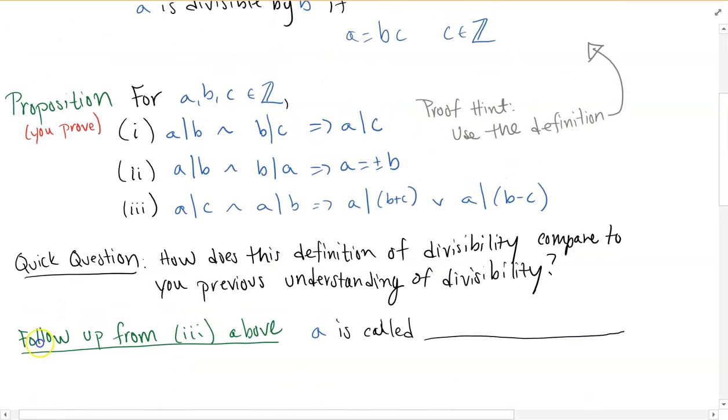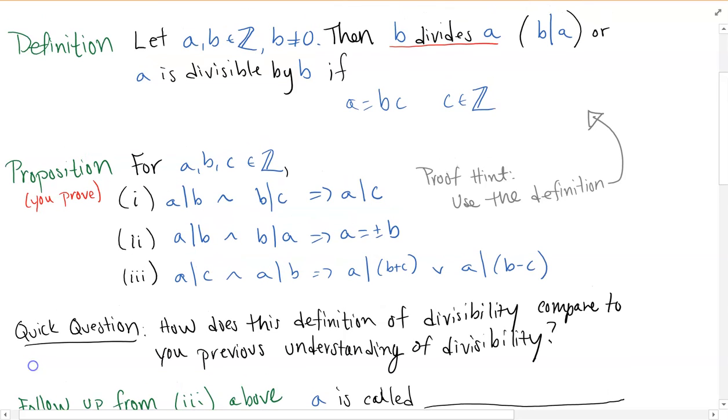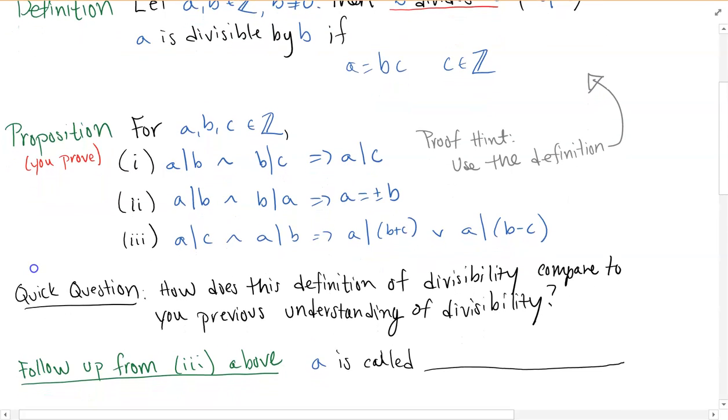Okay, and then something that I want you to pause the video and think about: you have this previous notion of divisibility from elementary school, when you first learned to divide numbers. How does that compare to this? How's it the same? How's it different? So pause the video and just take a moment to think about that.